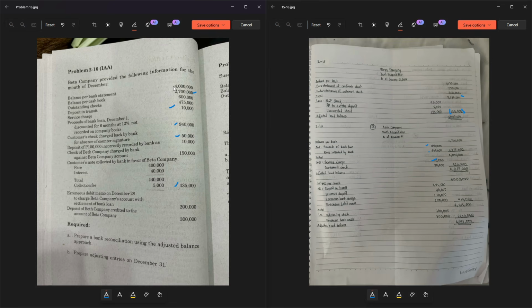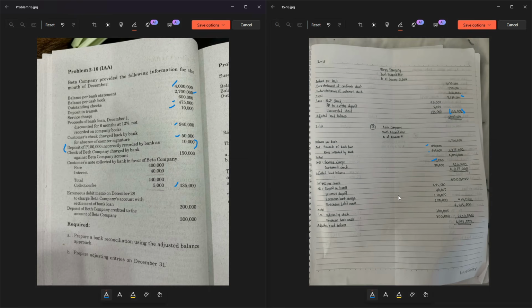So the balance per bank stated here is 4 million. And then you have deposit in transit of 475,000. The incorrect deposit of 90,000, which is stated here.